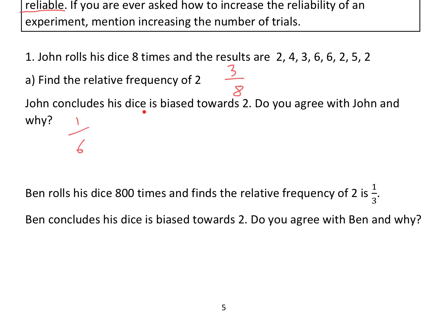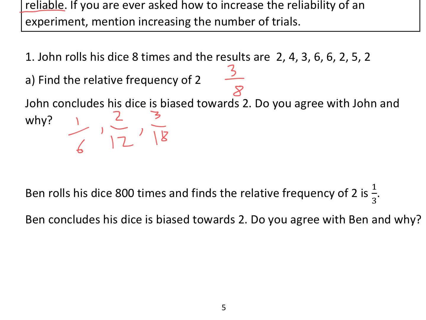John concludes his dice is biased towards 2. Do you agree with John, and why? Well, if you roll the dice 6 times, you'd expect to get a 2 only once. Let's say you roll it 12 times, twice as many times, you would expect to get twice as many 2s, so 2 out of 12. If you did it 18 times, you'd expect to get 3 2s. Now, he has got 3 2s and only rolled it 8 times. So it seems like he's got quite a lot of 2s relative to the number of times that he's rolled the dice.